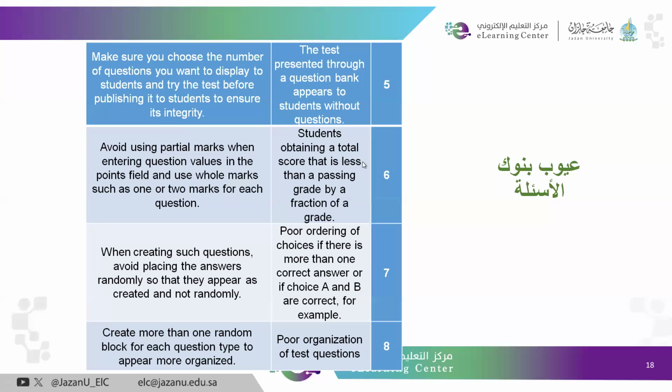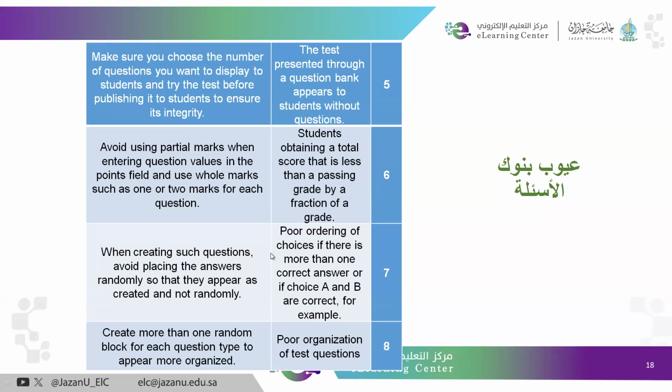Next, students obtaining a total score that is less than a passing grade by a fraction of a grade. Avoid using partial marks when entering values in the points fields, and use whole marks such as 1 or 2 marks for each question. But in our Blackboard system we can use marks like 0.5, no problem.